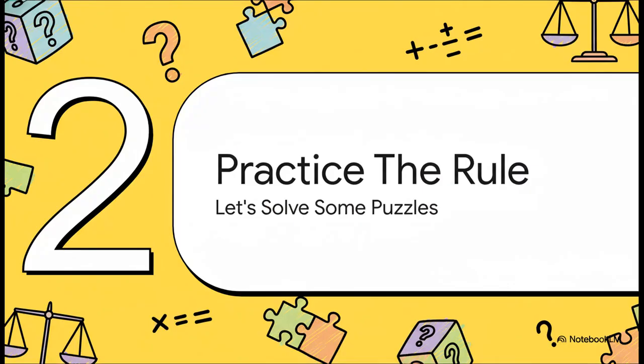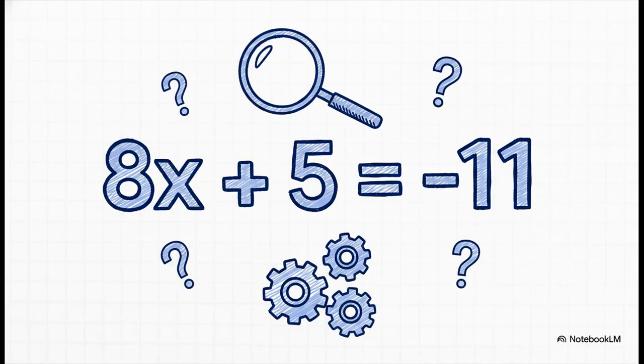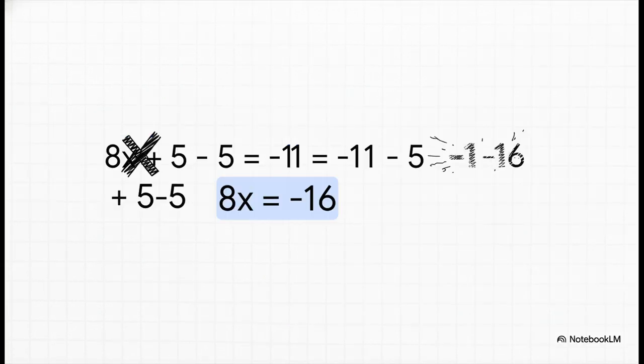Okay, theory is one thing, but let's actually do this. Let's put that golden rule to the test with those puzzles we saw at the beginning. Here we go, our first one, 8x plus 5 equals negative 11. Remember the goal, right? Get that x all by itself. Remember that unwrapping thing? We've got to take care of the bow first, that plus 5. The opposite of adding 5 is, well, subtracting 5. So we subtract 5 from both sides. On the left side, poof, the 5s are gone, leaving just 8x. On the right, negative 11 minus another 5 gets us to negative 16.